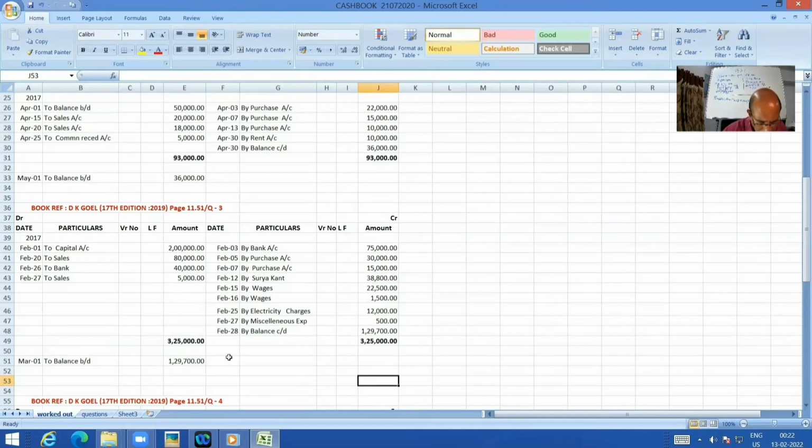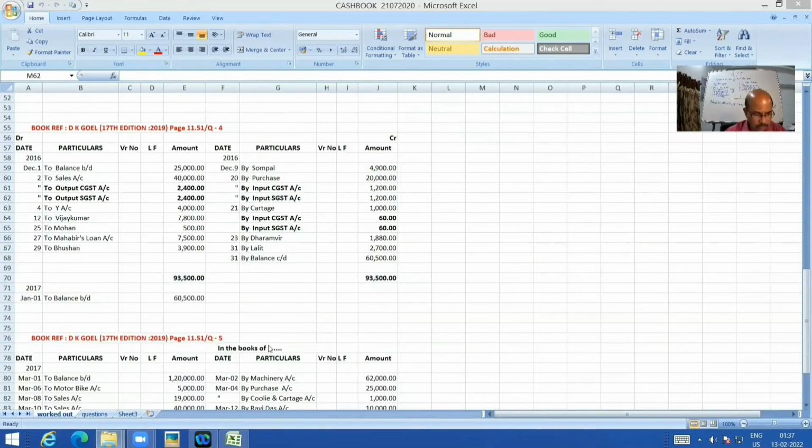By balance carried on, I brought down the next date. It was on February 28th, closing balance. On the next working day, March 1st, I brought down the balance. Okay. And the other two have agreed this balance. So question number 4.